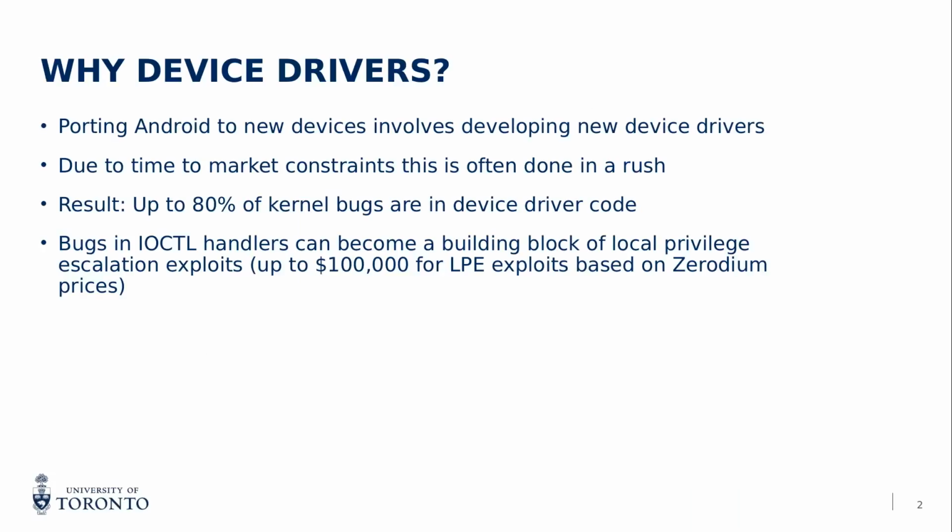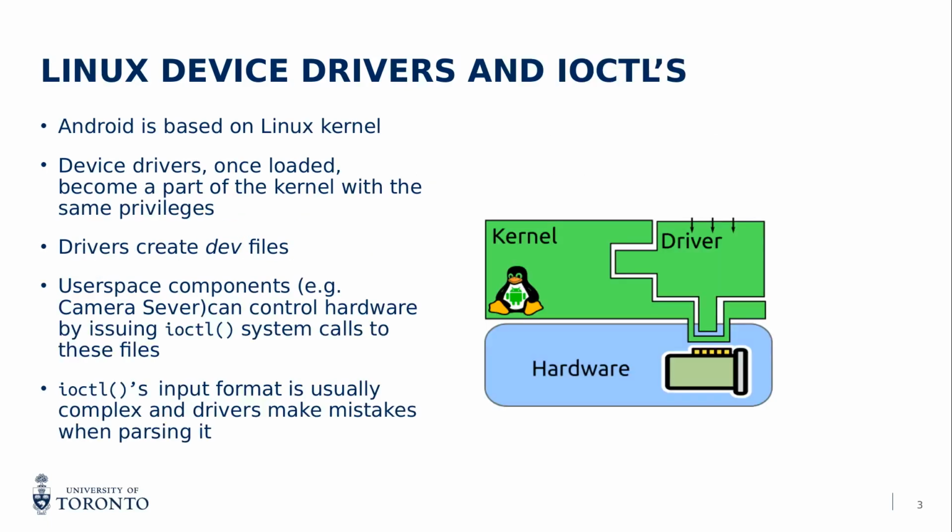So what makes Android drivers a source of a large number of bugs? Porting Android to a new board requires developing new drivers for this board. At the same time, Android smartphones is a highly competitive market, which makes manufacturers release new models in a rush and focus on functionality and features at the price of security. As a result, up to 80% of kernel bugs are bugs found in device drivers, which are a source of privilege escalation attacks.